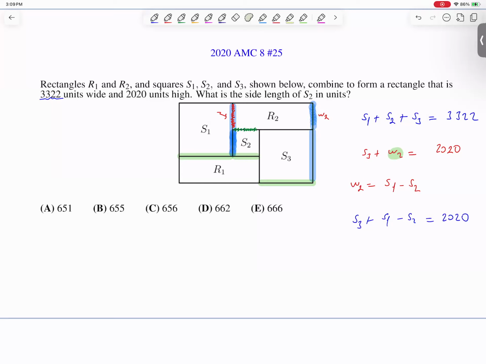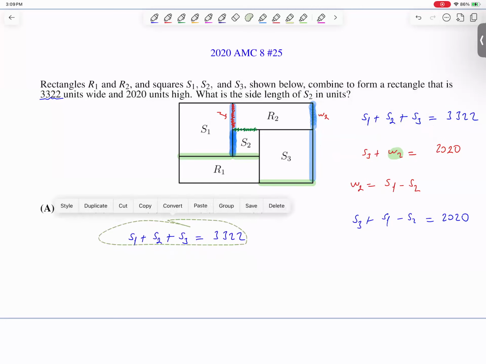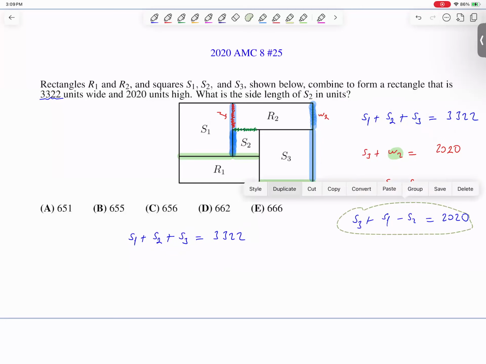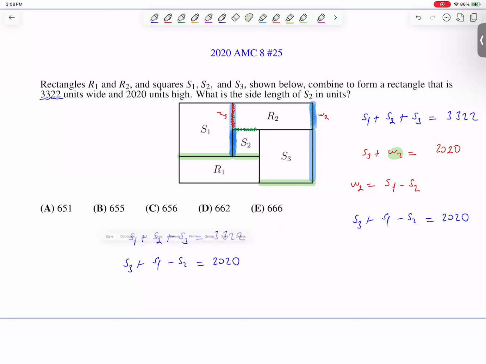Now, from these two equations, we can get the side length of the second square. This is the first equation, and this one is the second equation. If we subtract side by side, observe that S3 and S1 are canceling. This is minus, this is minus, this will be plus, and this is minus.